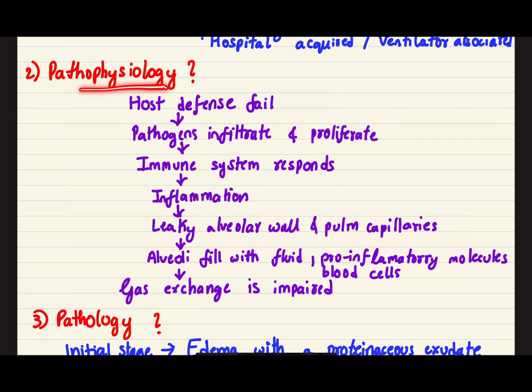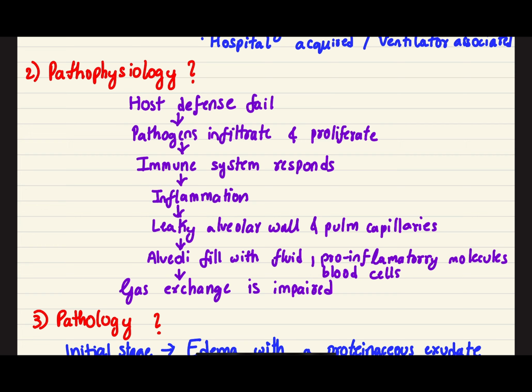Pathophysiology, the why behind the symptoms. It kicks off when your host defense fails. Normally, your airways have barriers like mucus, cilia, and immune cells to trap invaders. But if they are overwhelmed by a virus weakening your system or aspiration of bacteria, pathogens infiltrate and proliferate in lung tissue. Your immune system then responds with inflammation, where cytokines and immune cells rush in, making the alveolar walls and pulmonary capillaries leaky. Then alveoli get filled with fluid, pro-inflammatory molecules and white blood cells.